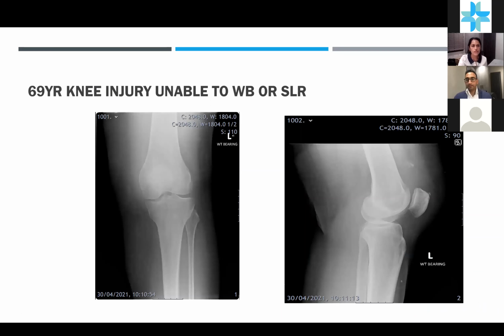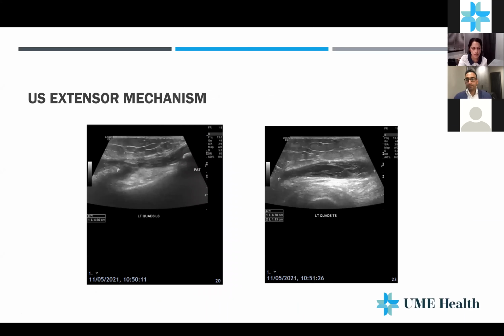Next case, a 69-year-old with a knee injury, unable to weight bear or straight leg raise. And you'll notice on this, there's no fractures of the tibia or the femur, but on the lateral view, there is this irregular calcific density, which is suspicious for an avulsion injury. So the next test, as the patient is unable to straight leg raise, is an ultrasound. And what this showed was a full thickness, full width tear of the quadriceps tendon. You've got a big gap there, and also a hematoma. And this was enough to confirm the diagnosis and to then plan for the patient to go to theatre to do a primary repair.